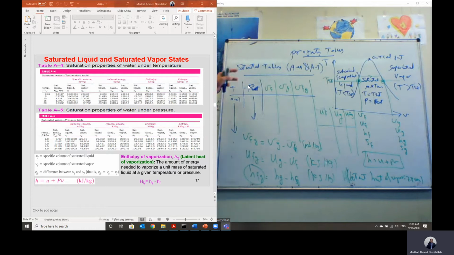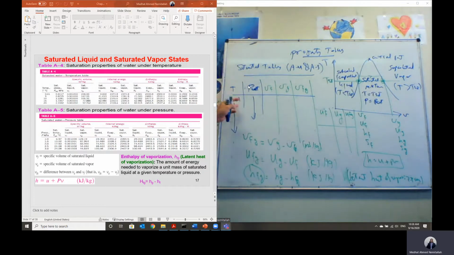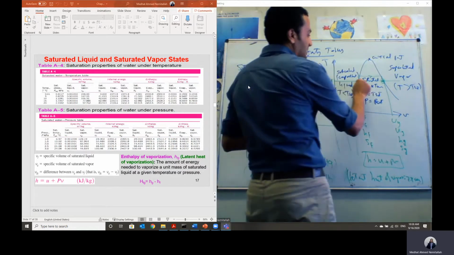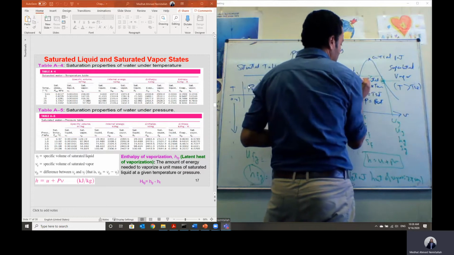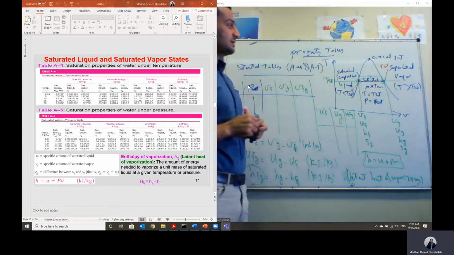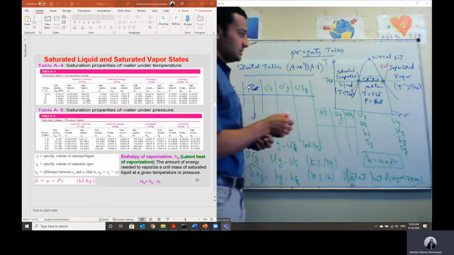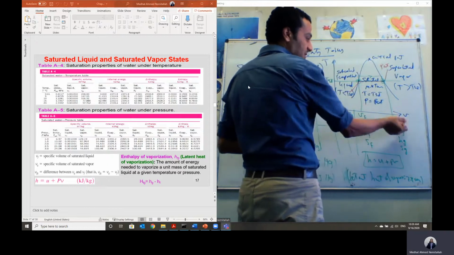But look here, if we said this saturated table can be used if the state of steam is a saturated mixture. When I go to the table at a given temperature, I can get the saturation pressure. So this temperature, this green line, represents the saturation temperature, and this line gives us the saturation pressure at this given temperature. If we have steam as a saturated mixture at a given temperature in table A4, then I can go to the table and get the saturated liquid properties and saturated vapor properties.